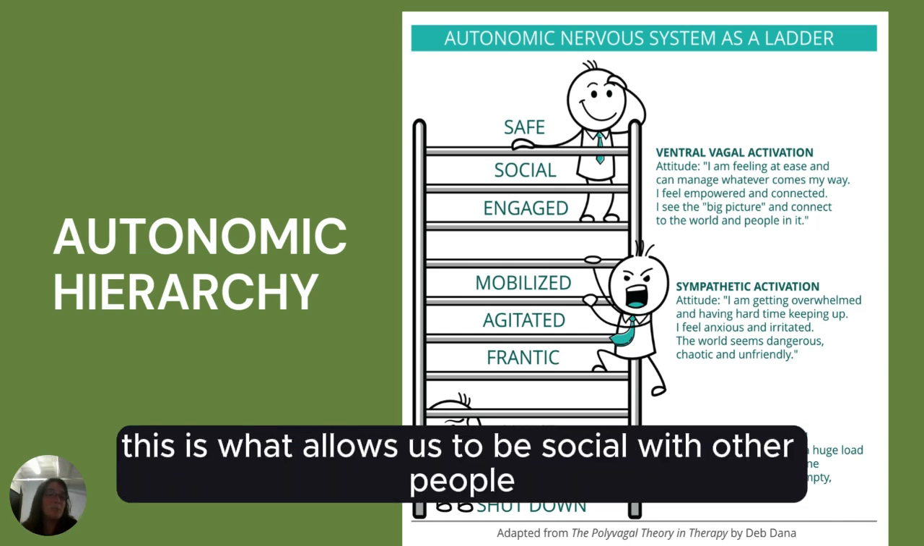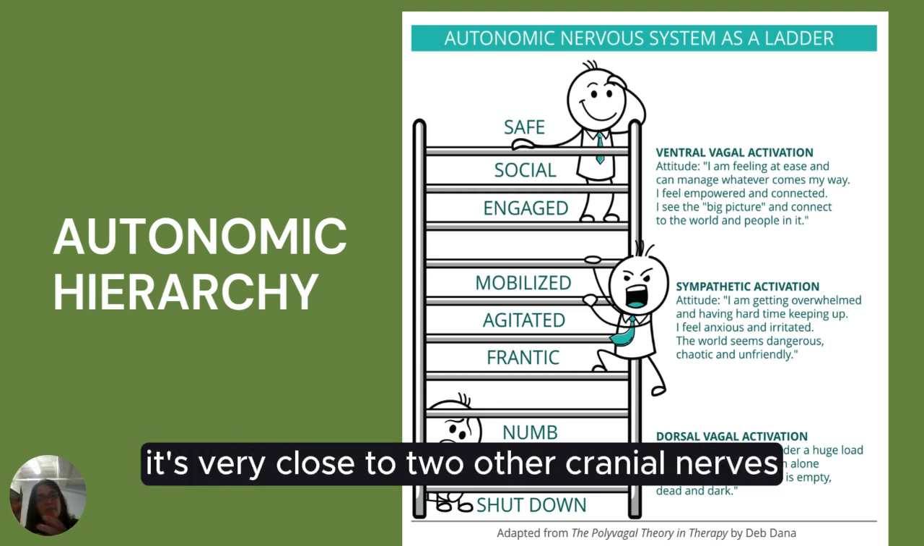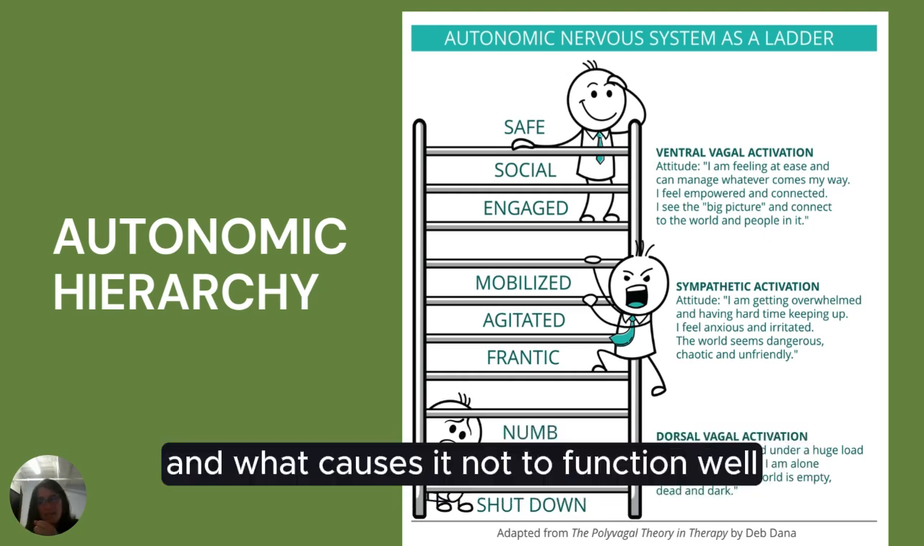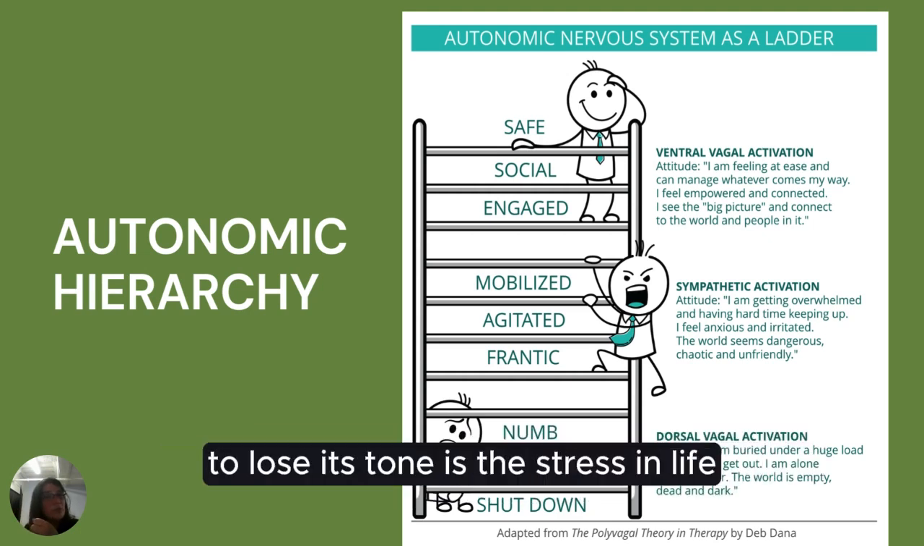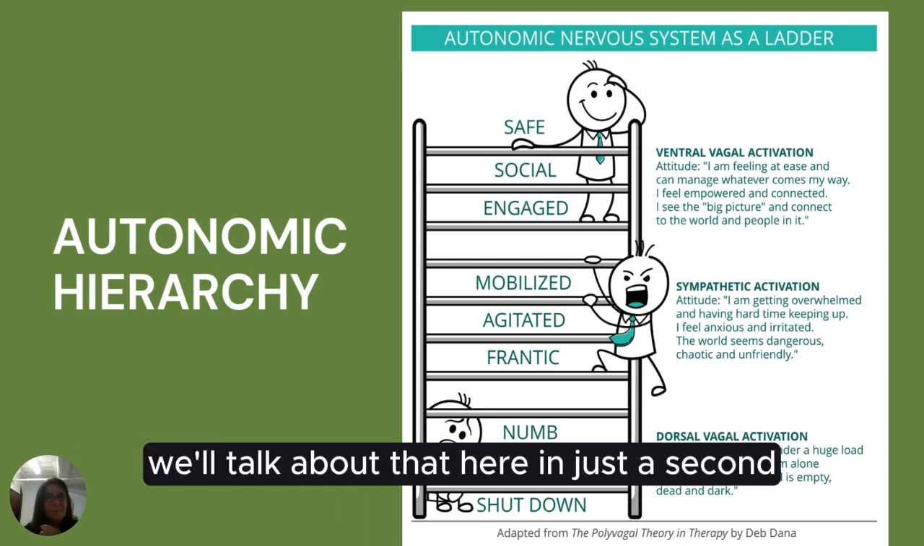This is what allows us to be social with other people. In fact, the way our vagus nerve exits our skull, it's very close to two other cranial nerves. When the vagus nerve isn't functioning very well, and what causes it to lose its tone is the stress in life, it's going to affect those other nerves as well. We'll talk about that here in just a second.